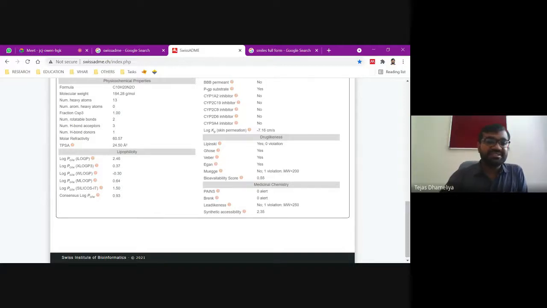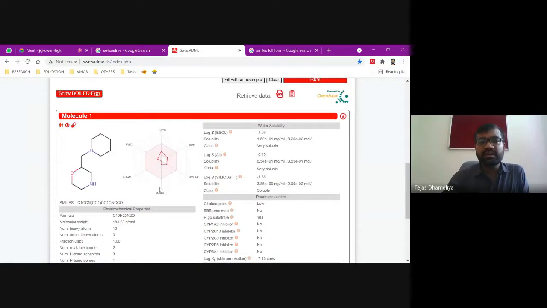Lipophilicity, we have previously discussed this in some of our theory sessions. Several types of lipophilicity are available depending upon their formula. So you can see that the moment I move my cursor from one log P to another log P, it shows some properties. Water solubility: log S, Ali log S, and Silicos-IT, ESOL. All these have been mentioned in so many references, so from that they have been implemented.